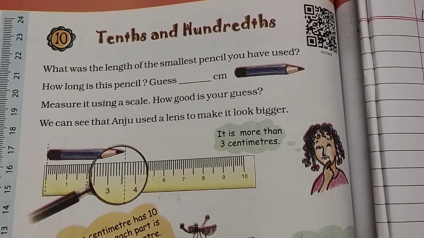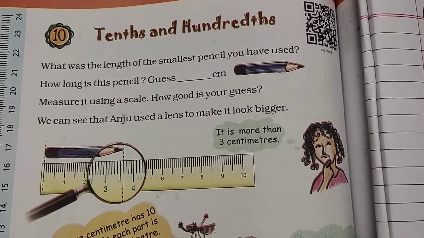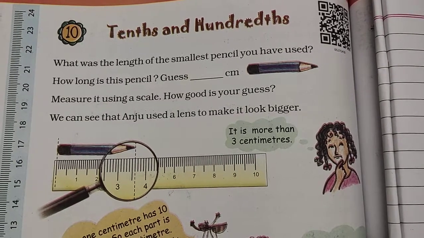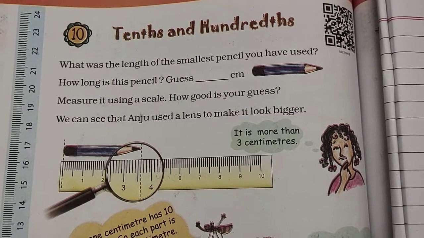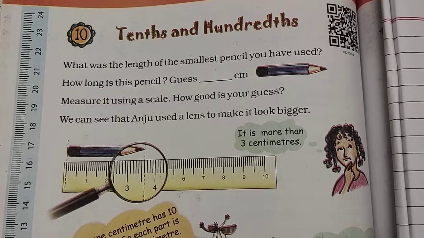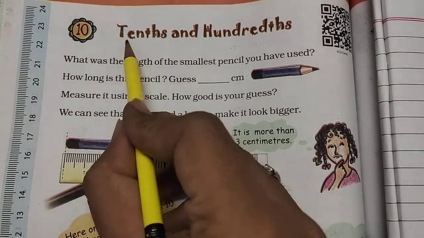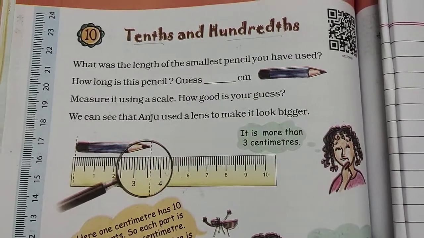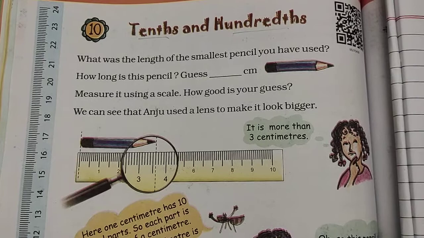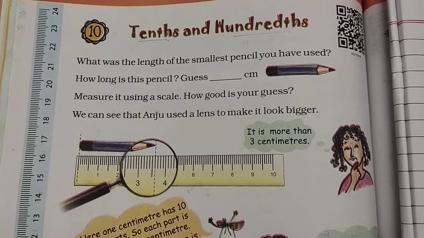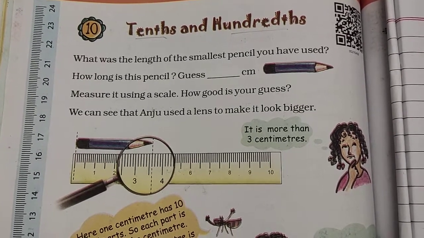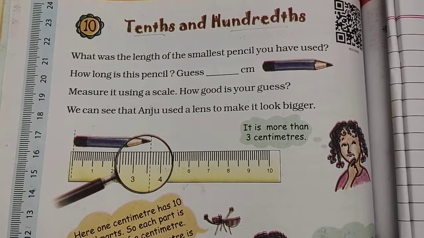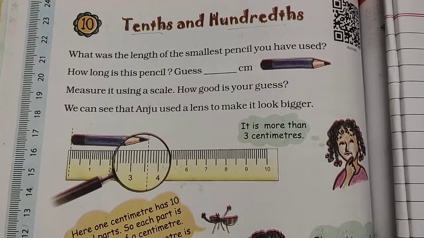Today we will start with unit 10. The name of the lesson is tenths and hundredths. Students, to know what we mean by tenths and hundredths, it is a little bit different. The terms which we are using are tenths and hundredths, but here the heading of the lesson is 10th and hundredths. It is a little bit different.